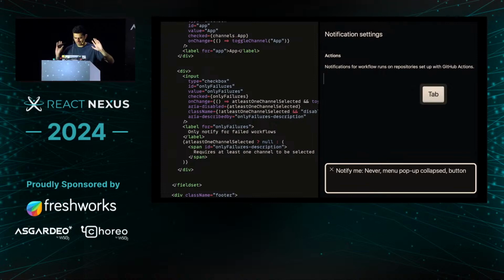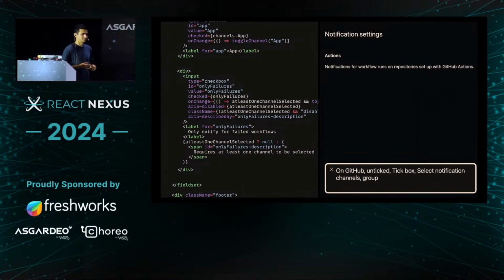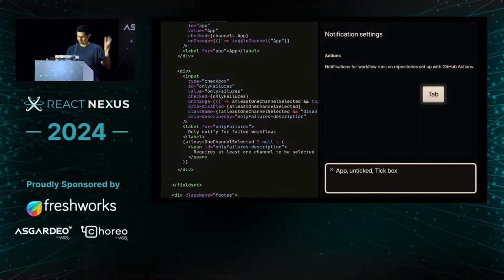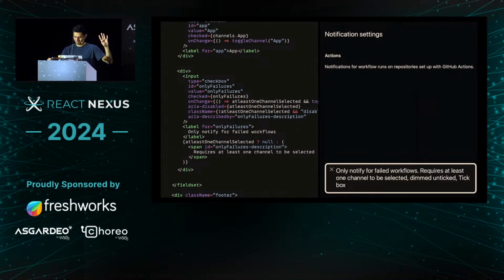Notify me. Never. Menu pop-up collapse. Button. On GitHub. Untick. Tick box. Select notification channels. Group. Email. Untick. Tick box. App. Untick. Tick box. Only notify for failed workflows. Requires at least one channel to be selected. Dimmed unticked. Tick box.